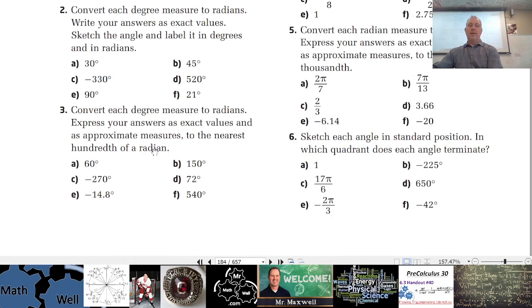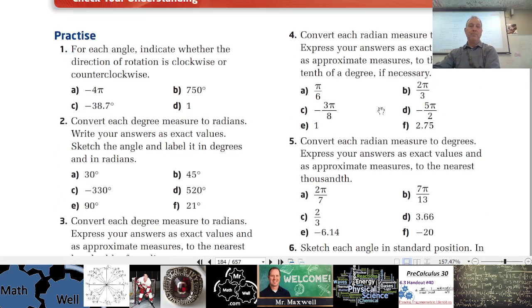Number 3. Convert each degree measure to radians. Express your answer as exact values and as approximate measures. So approximate measures is just a decimal. If you have 2 pi over 7, then just type that in your calculator and write a decimal. Okay, number 4? Any problems with 4?